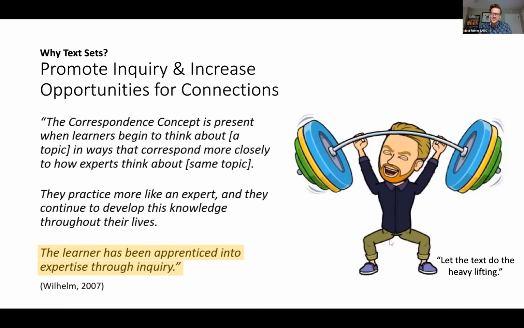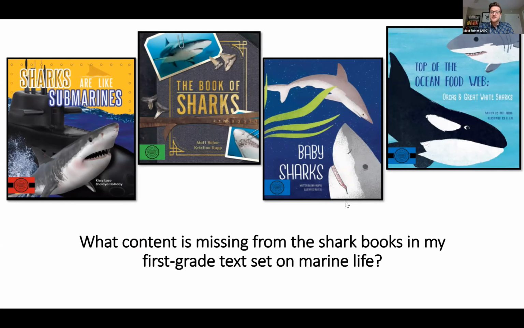So let's do another little game show here. We've got 5 of these, just in case you're wondering how many times. In my marine life library, in my 1st grade classroom, I've decided to add some shark books to my library. So I've added these. Now I have 4 shark books in my 1st grade library. I'm going to ask you to judge a book by its cover here. And I'm really going to be looking at my content people. What content might be missing from this 1st grade text set on marine life? If we're thinking about the eligible content required of learning about marine life, what might be missing here?